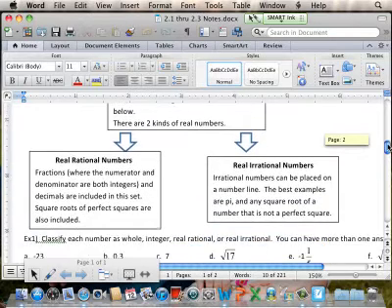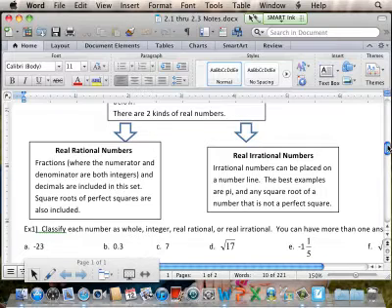We first have real rational numbers, which are decimals that end, or fractions where the numerator and denominator are both integers. So, for example, 3/4 is a real rational number. It's rational because you can write it as 3 over 4, and when you look at the decimal, it's 0.75. That decimal ends, or there's a pattern to the decimal. So, for example, 2/3 is the decimal 0.66666 repeating, and since there's a pattern there, that would be considered a real rational number.